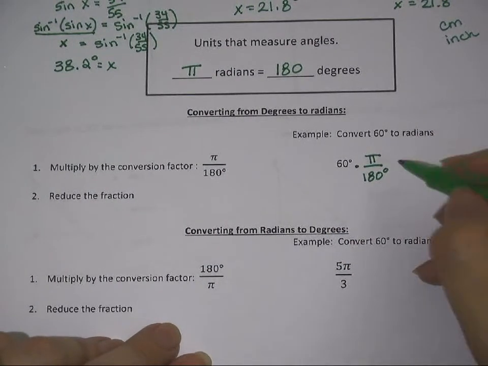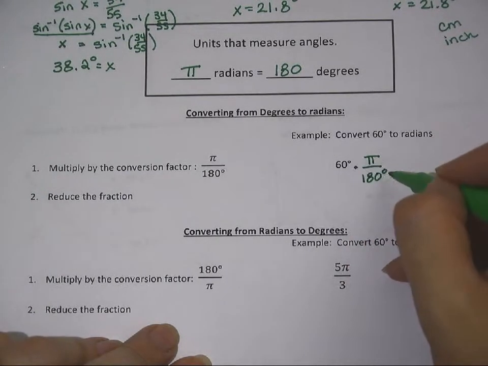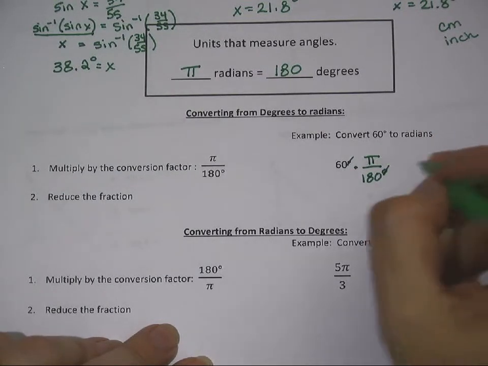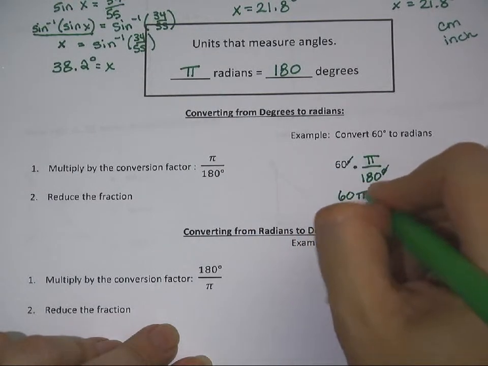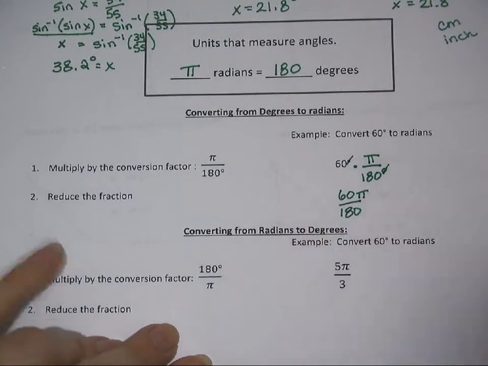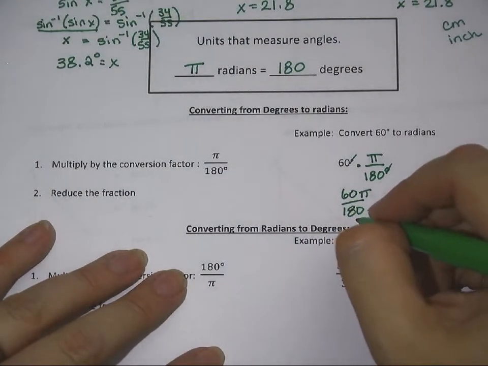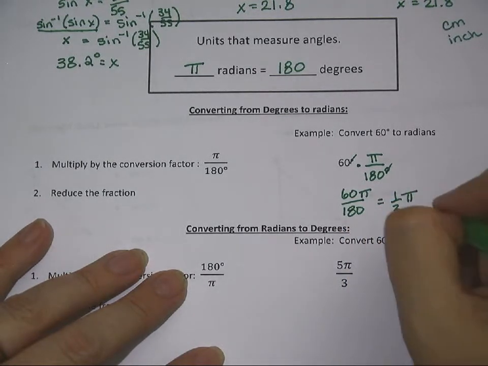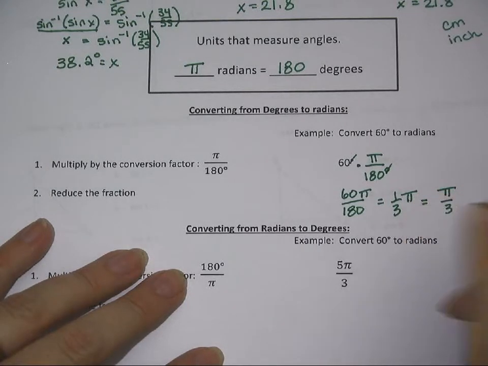And if I want to convert 60 degrees, I just multiply times my conversion factor. What happens is because I have degrees on top and degrees on bottom, those cancel out, and I'm left with just radians. So what I get when I do this is 60 pi over 180. And then we just reduce the fraction. 60 over 180, that's 1/3. And for trig, we generally write it pi over 3.